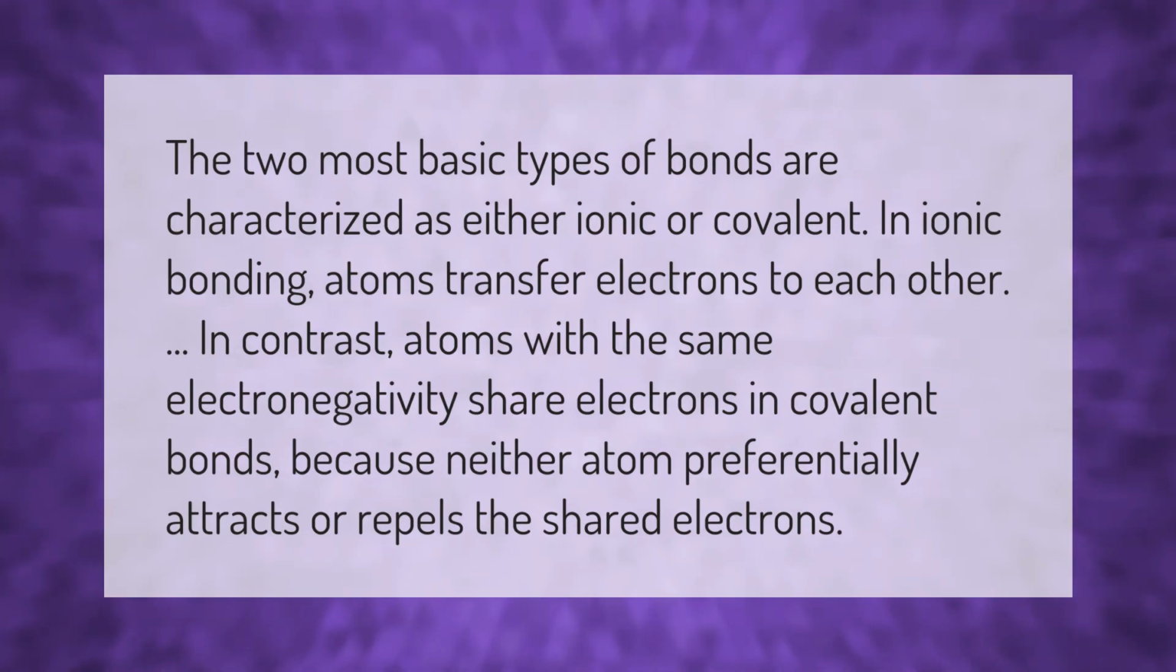The two most basic types of bonds are characterized as either ionic or covalent. In ionic bonding, atoms transfer electrons to each other. In contrast, atoms with the same electronegativity share electrons in covalent bonds, because neither atom preferentially attracts or repels the shared electrons.